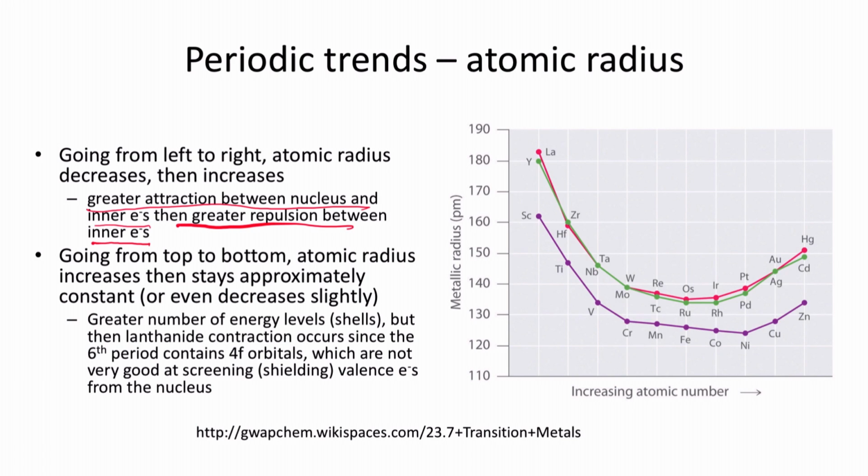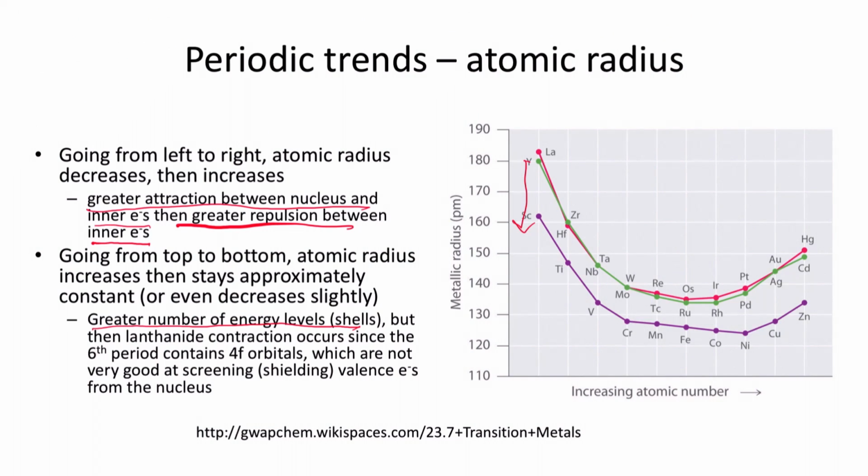As I go from left to right, you see this kind of parabolic shape where the atomic radius decreases and then increases again. Now as I go from top to bottom, atomic radius increases and then it stays approximately constant or even decreases slightly. The explanation here is that there's a greater number of energy levels or shells, but the Lanthanide contraction occurs because the sixth period actually contains 4f orbitals, and the 4f orbitals are not very good at screening or shielding the outermost electrons from feeling the effect of the nucleus.